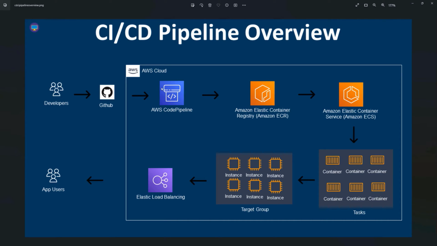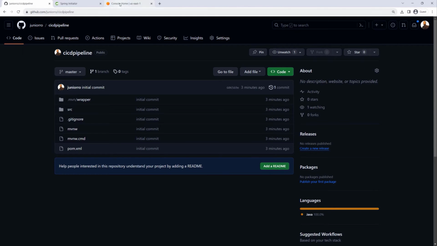So the first thing we're going to do is set up the ECR, which is the container registry. Because whenever we build our Docker image for our application, we need to be able to push this image to ECR. So let's go back and let's go to AWS.